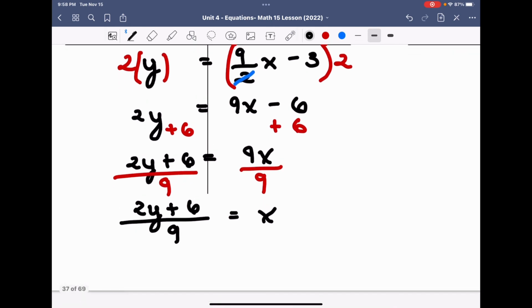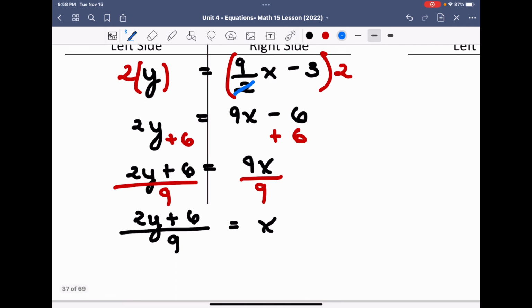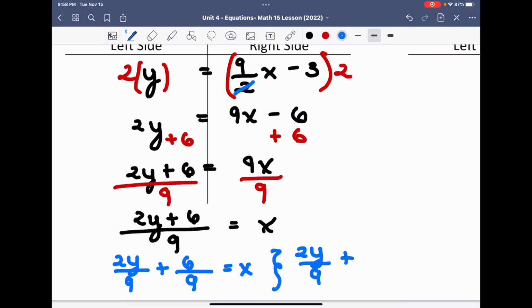However, if I really wanted to, in blue, what I could do is separate this in terms of 2y over 9 plus 6 over 9 is equal to x. And I could further reduce this as 2y over 9 plus 6 over 9 reduces to 2/3 is equal to x. So that's if we really wanted to further reduce it or further simplify. However, this answer we have here is totally fine.